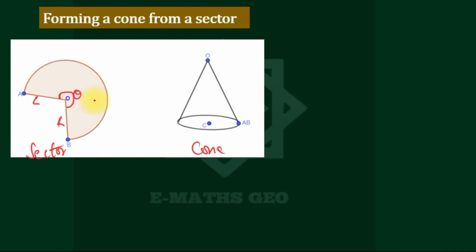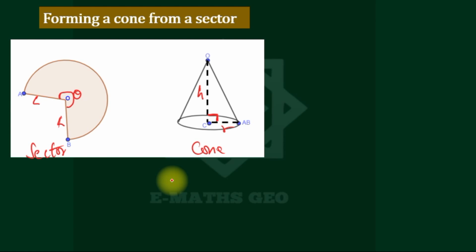We'll notice that after we've joined AB, a cone will be formed, and we know a cone will have a radius and also a perpendicular height. So if you introduce the perpendicular height, let's call it H, while the radius is R, and the two are perpendicular.